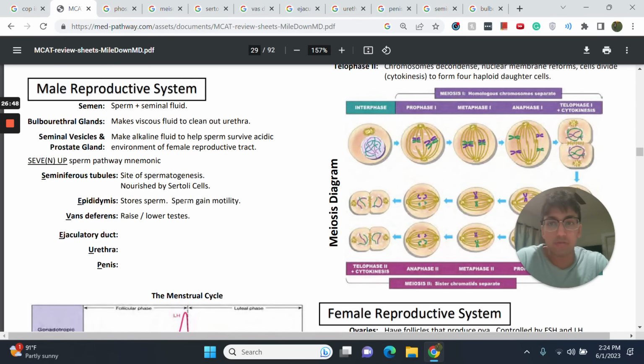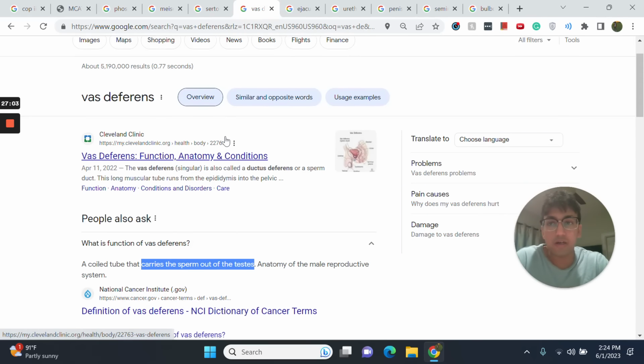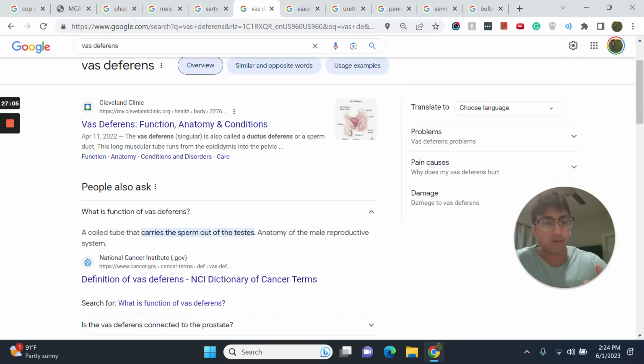The epididymis stores sperm. Sperm are formed in the seminiferous tubules, and they're stored in the epididymis, and they gain motility here. The next thing is the vas deferens, and the vas deferens is the V here, and it raises and lowers the testes. So if you look here, it's the thing that carries the sperm out of the testes.